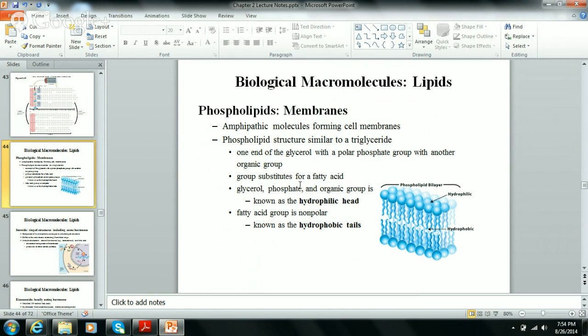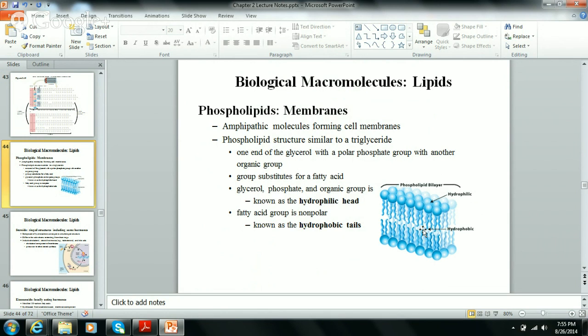It has one end of the glycerol backbone with a polar phosphate group with another organic group, and it talks about the fact that the glycerol, the phosphate, and organic group is known as the hydrophilic head. The fatty acid group is nonpolar, known as the hydrophobic end. Here's the hydrophilic end, these round circles, and then these are the hydrophobic ends, which are here. Now you got to remember that a phospholipid is a fat. It's a lipid. So when you're hydrophobic, you're not friends with water.